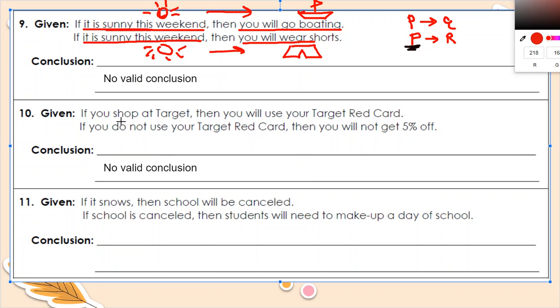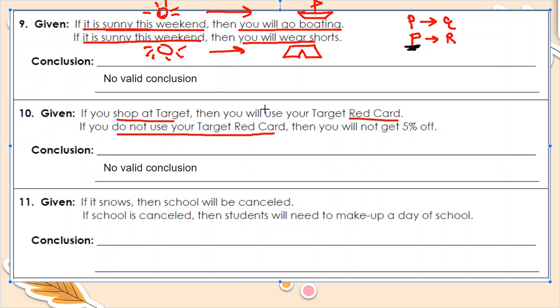Because it says if you shop at Target, then you'll use your red card, okay? And then, you do not use your red card. So this is actually not Q, right? They did use a Q, but they negated it. So instead of being use your Target red card, it is not use your Target red card, not Q. Since we did not have a valid Q there, we can draw no valid conclusion.